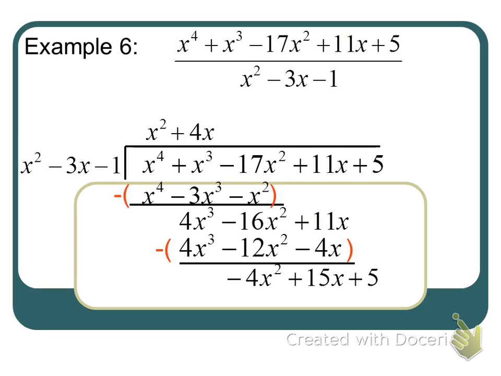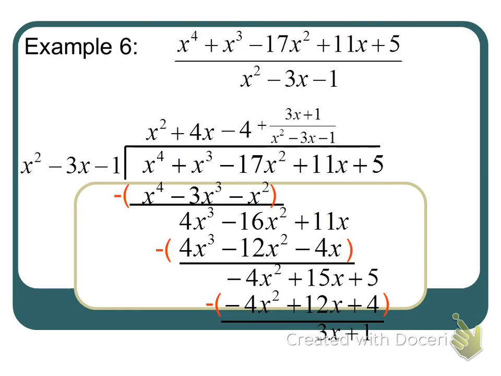Now x squared divides into negative 4x squared negative 4 times. We distribute there. You've got to be careful. We're distributing a negative. So that's going to be negative 4x squared plus 12x plus 4. And when we change those signs, that's going to give us 3x plus 1 as our remainder. And what does the remainder do? It goes over the divisor. Okay?